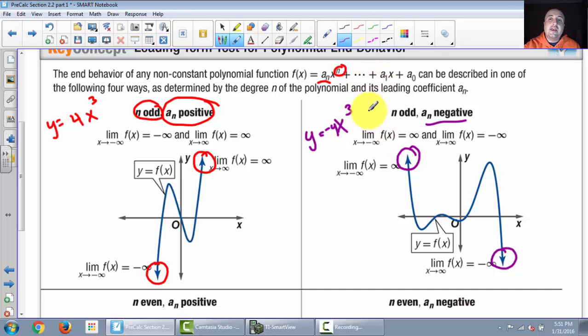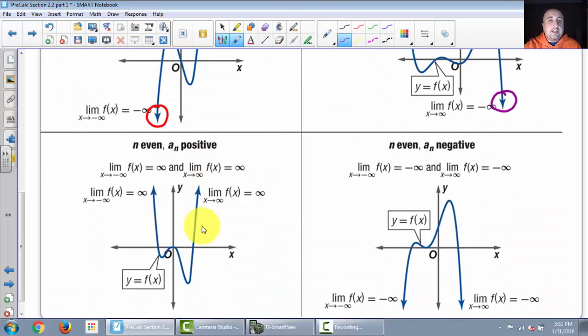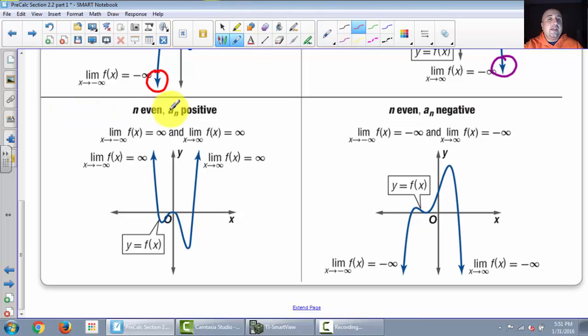Okay, so that's when your n is odd and your a is negative. That's what the graph is basically going to do, and it's talking about end behavior here. Now, vice versa, if your n is even, so x to the fourth, and it's positive, so 4x to the fourth, they're both going to go up. The left and the right side go up.